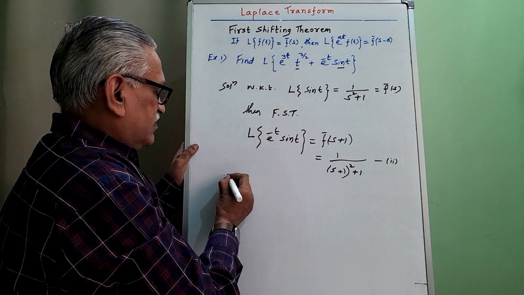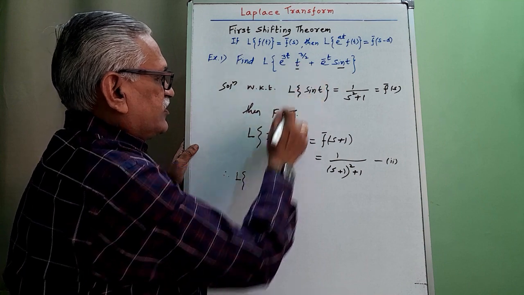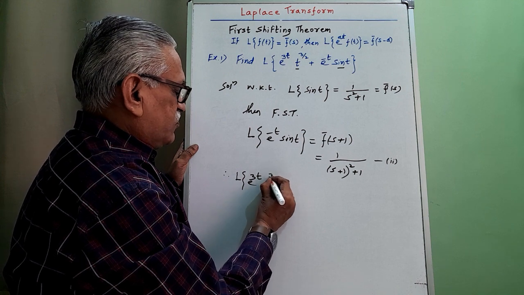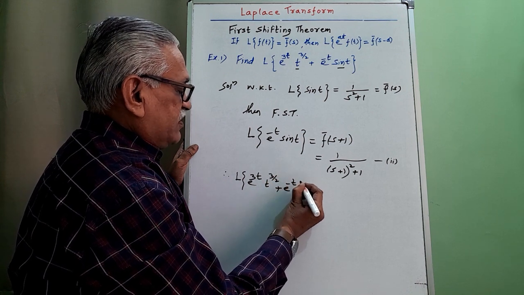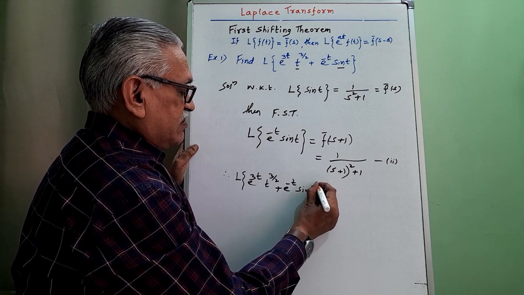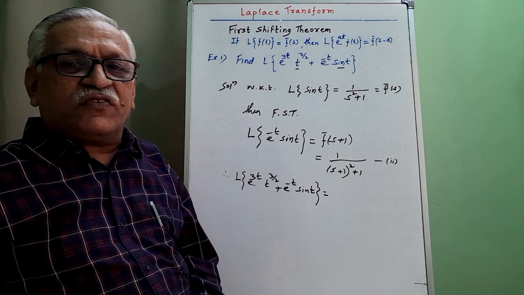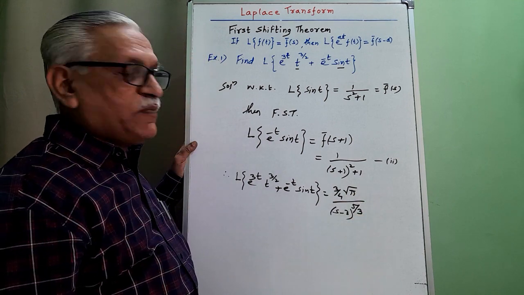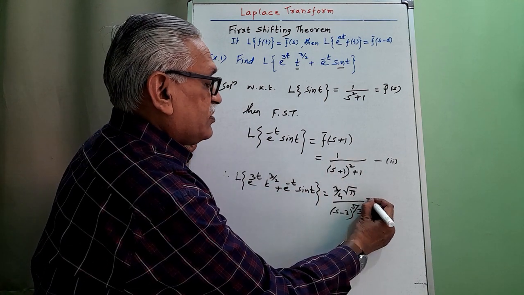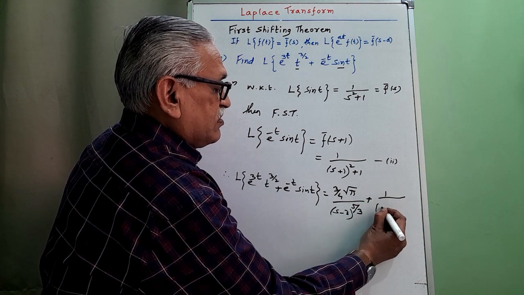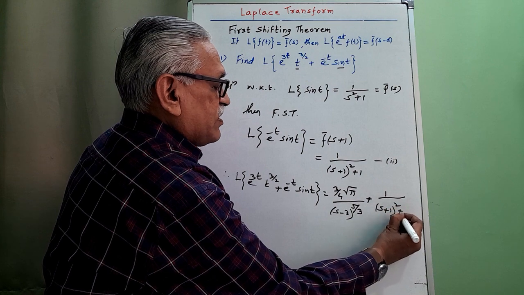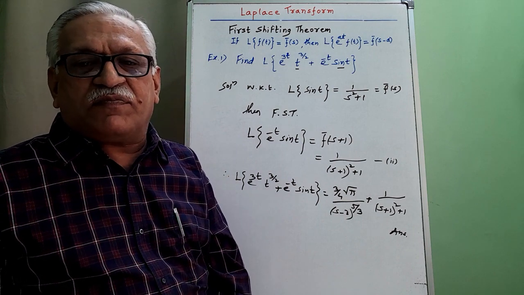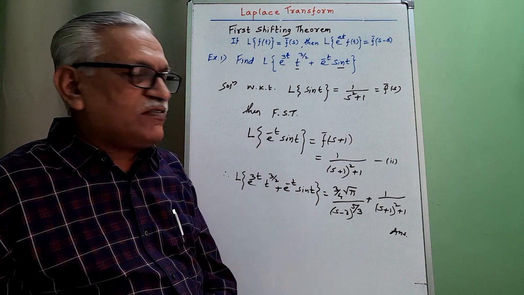And then Laplace transform of the combination of two terms, e raised to 3t into t raised to 3 by 2 plus e raised to minus t sin t, is equation 1 plus equation 2. Equation 1 is 3 by 4 root pi divided by s minus 3 raised to 5 by 2, plus equation 2, which is 1 upon s plus 1 whole square plus 1, as the required answer. Go step by step to obtain the required result.